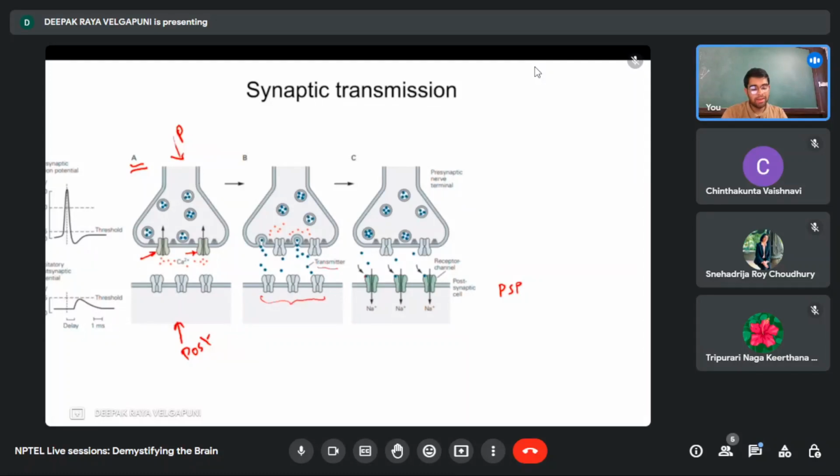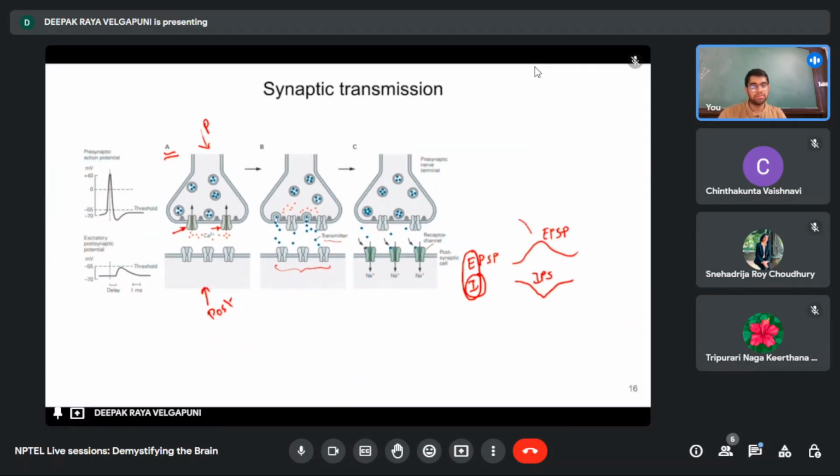This could be EPSP or IPSP depending on what type of neurotransmitter and what types of receptors are there. So if the receptor is a chloride ion channel, and this one opens up only chloride channels, then, as these are negative ions going inside, this creates something called IPSP. If these are sodium ions, this creates EPSP. So this is how the synaptic transmission goes on.